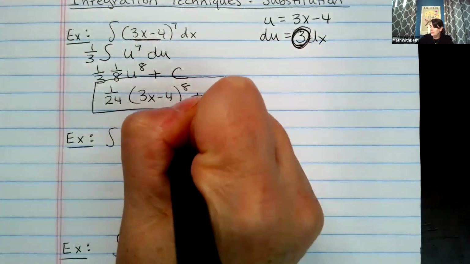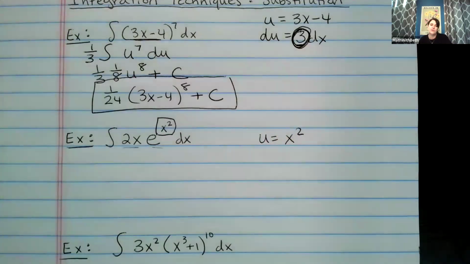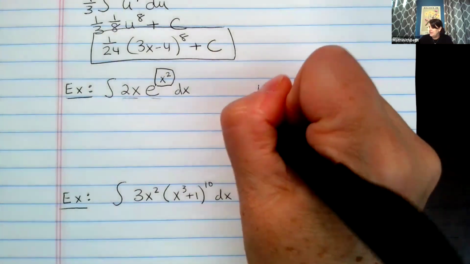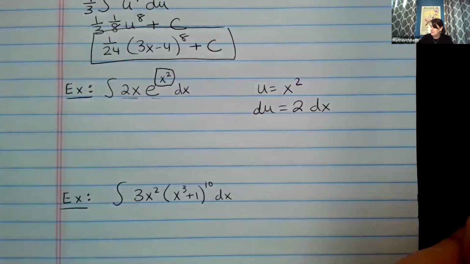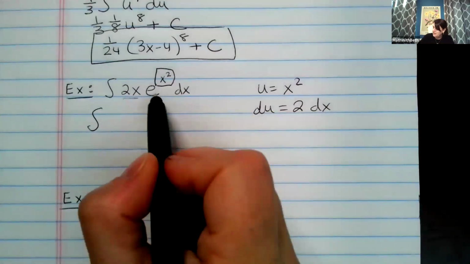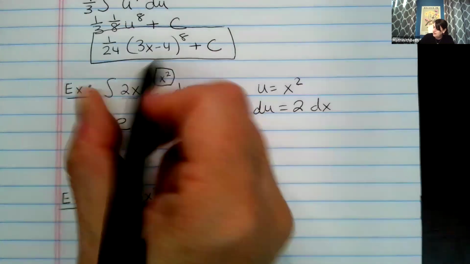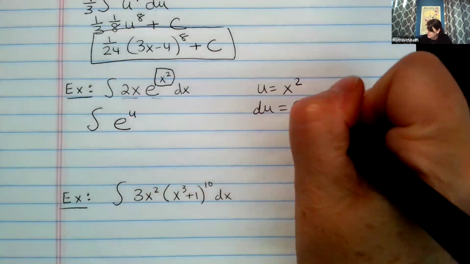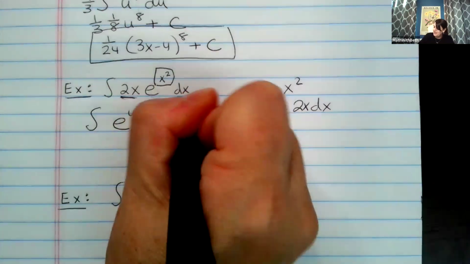So here is what I'm going to use as my u. And the more you do this, you'll get used to what to pick for your u. Because if I pick this, my du would be 2x dx. So the only thing I don't have is the e. So we'll just keep the e, but call it e to the u. Really, it should have been 2x dx, which is perfect because that's exactly what I have here.